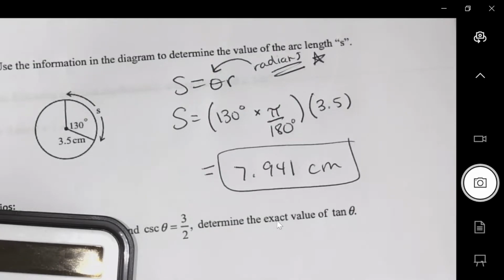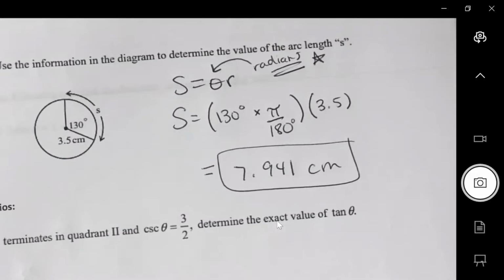Hey, I was using this the other day on my pool. I wanted to see the arc between my posts. There we go. Don't you use it in real life.